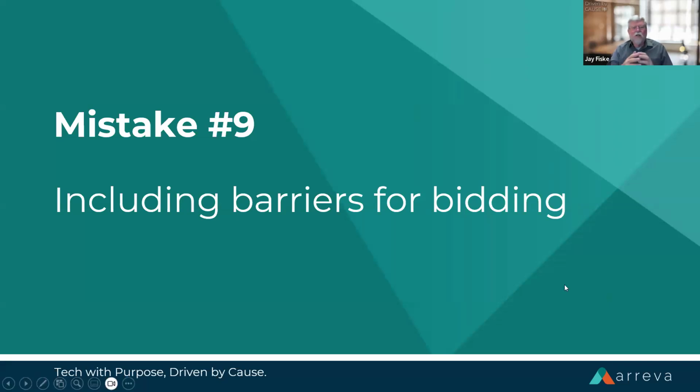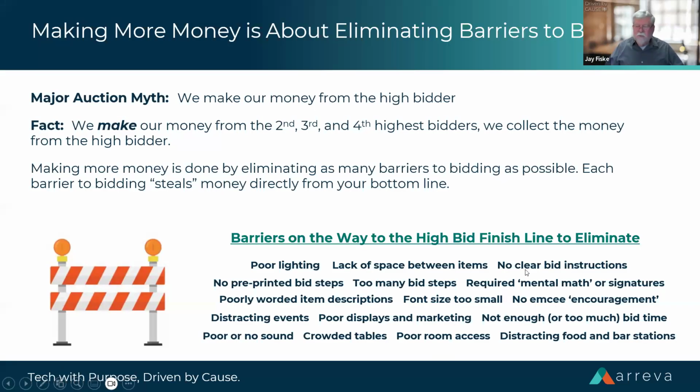Okay. All right. So let's talk about barriers to bidding. There's a little secret of auctions that I always like to explain, and that is that we don't make money from the high bidder. That's a myth. We only collect it from the high bidder. We make the money from the second, third, fourth, and fifth place bidders because they make sure the high bidder pays appropriately. So the more people we can get bidding, the more money we're going to make.